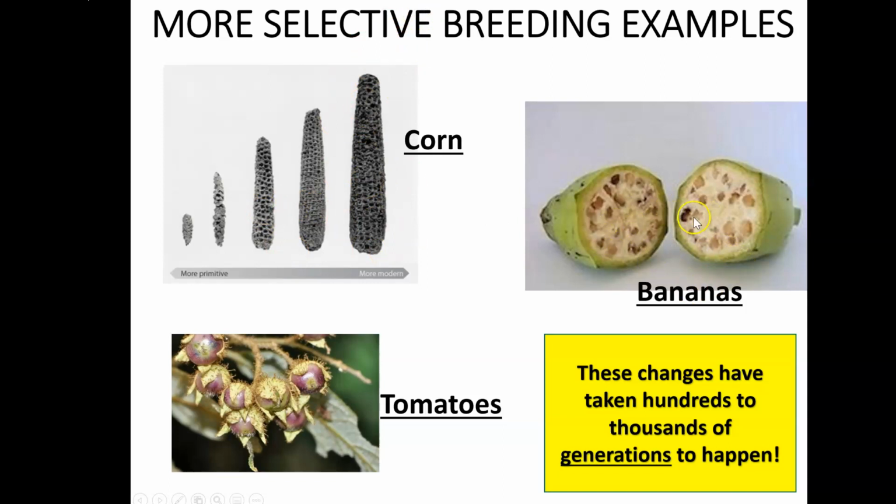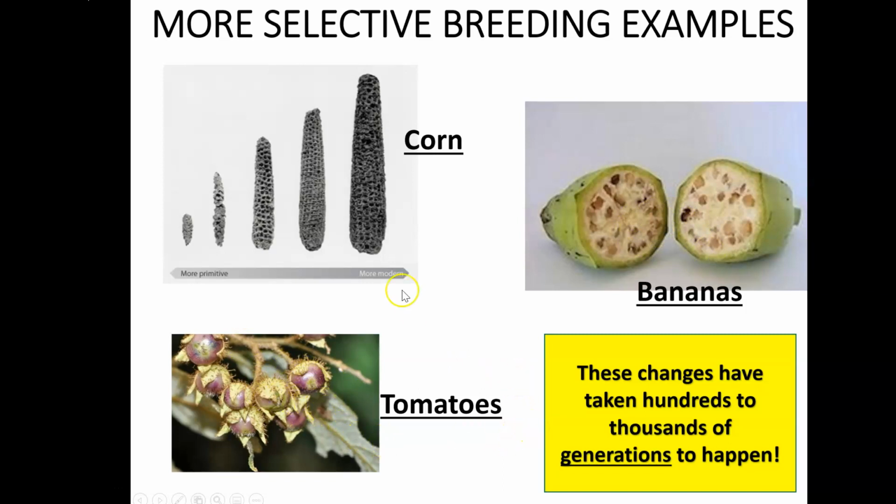Bananas, this used to be the seeds in more primitive bananas. They were bigger, and the bananas had a lot more of them. The seeds are much larger than the tiny little black dots that we see in bananas now. And tomatoes, look at that. They looked like this once upon a time.